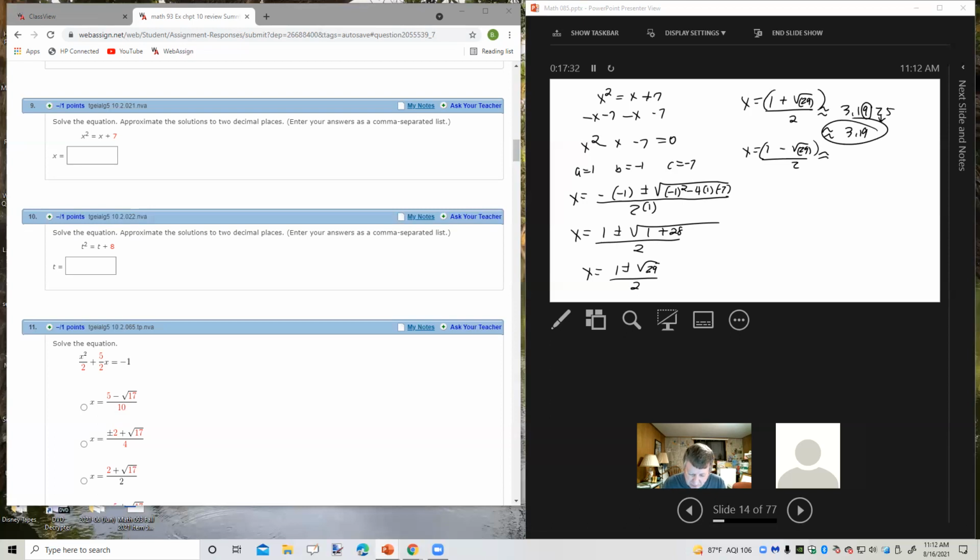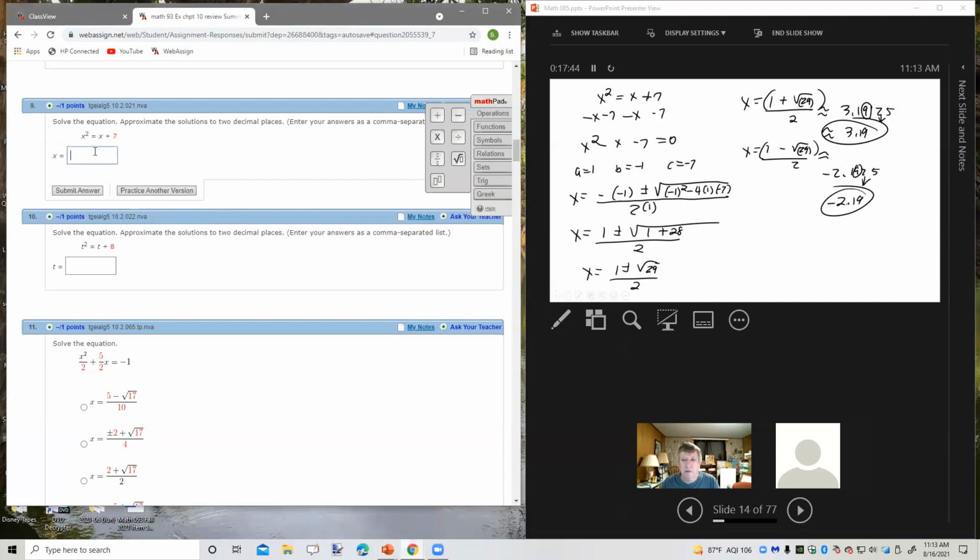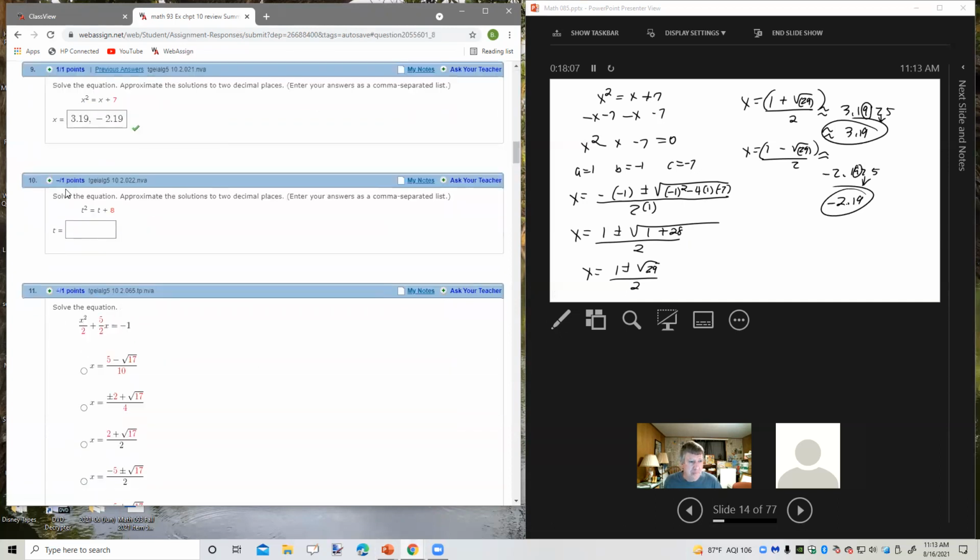My second answer, I get negative 2.1925, etc. So again, the 2 rounds down. And let's see what happens. Okay. So I've got 3.19, comma, space, negative 2.19. And let's see here. All right.